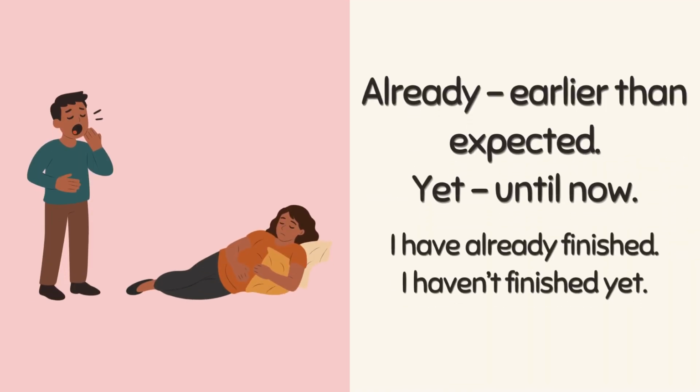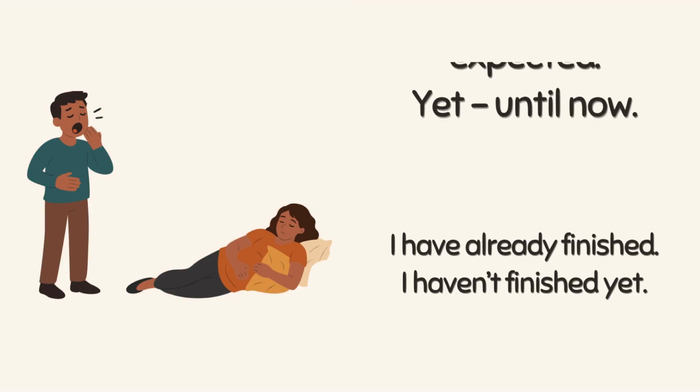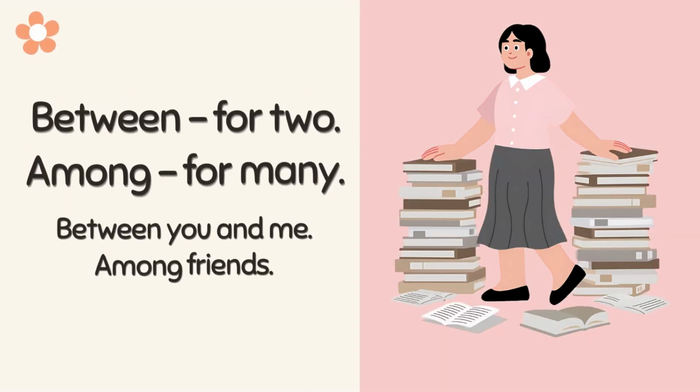Let's look at already and yet. Now, already means earlier than expected, and yet means until now. For example, I have already finished. And for yet, you say, I haven't finished yet. Gotten? The next one is between and among.